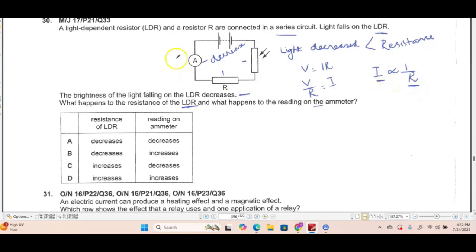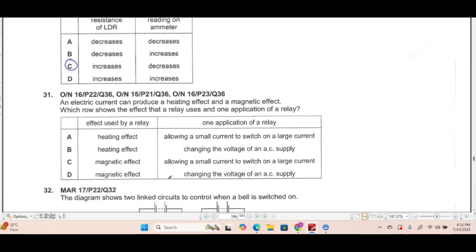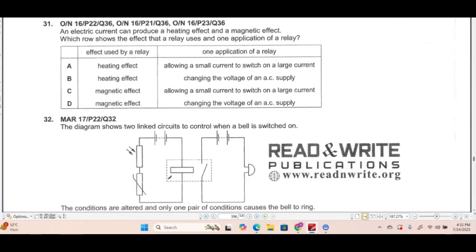Okay? So here we should know this principle, that when the light falling on the LDR decreases, its resistance increases, and when the resistance increases, the current decreases. Okay, so the best option that we have over here is C, where the resistance of the LDR is increased and the reading on the ammeter is decreased. Okay? Moving on to question number 31.